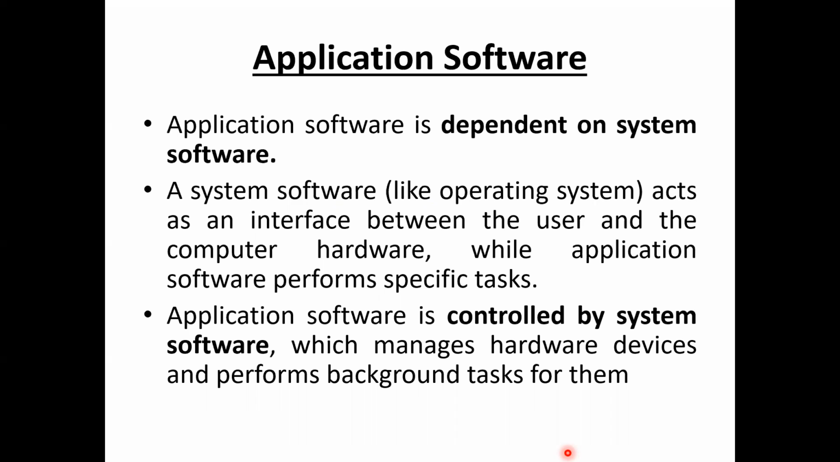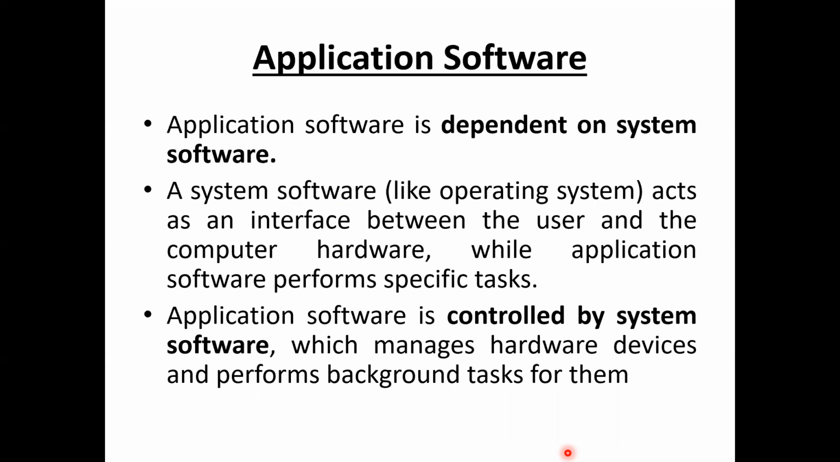System software is acting as an interface between the user and the hardware, to communicate how we are going to perform the application task. एप्लीकेशन सॉफ्टवेयर क्या करते हैं? हमारे स्पेसिफिक टास्क परफॉर्म करते हैं, but with the help of system software. Why? Because it is acting as an interface between the computer hardware and the user. Application software is controlled by system software. तो application software को control कौन करता है? System software.